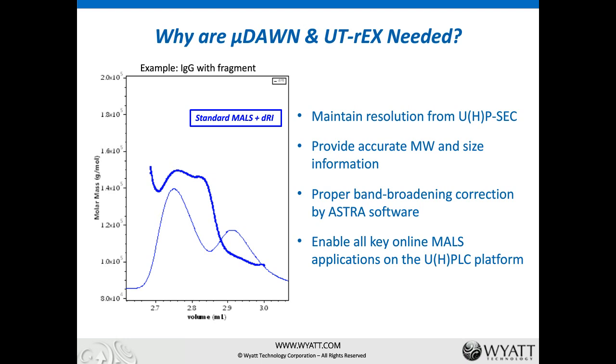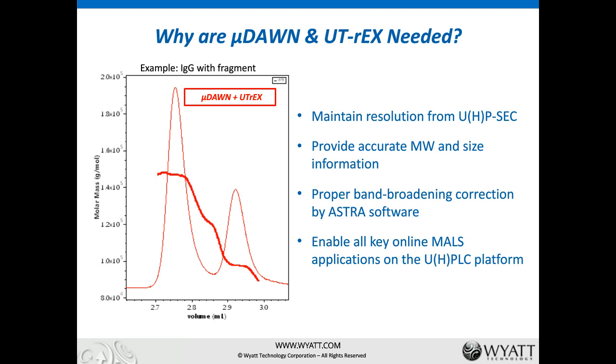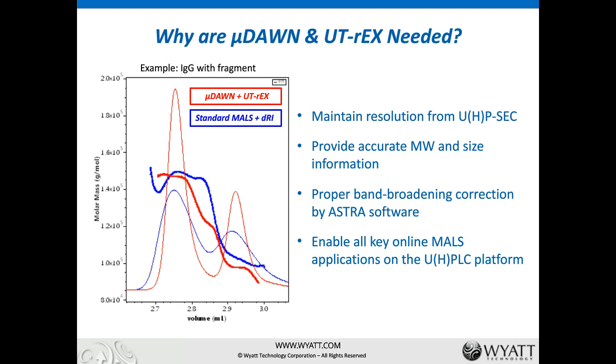So here is the standard MALS and DRI detector. The resolution between those two peaks is very poor, and the molecular weights are not correct. And when we use MicroDAWN and UTRex, then the resolution is recovered, and the molecular weights across peaks are reasonable now. And here is the contrast of the results from those two sets of detectors.